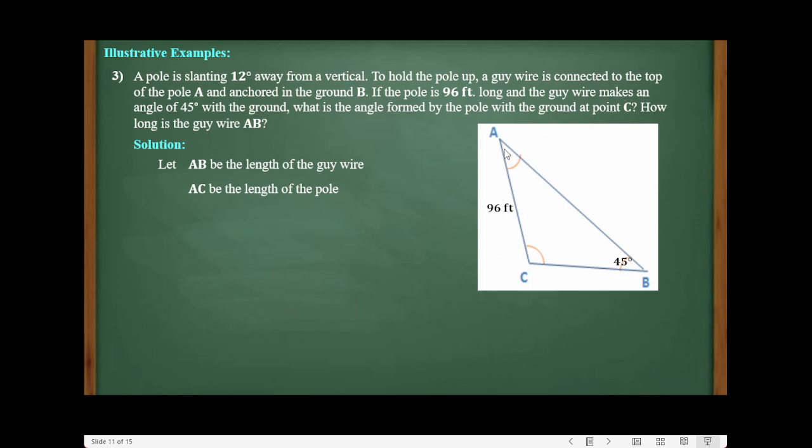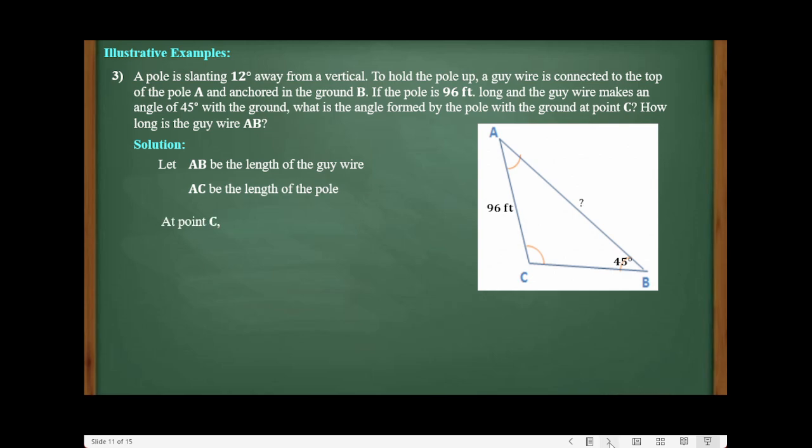And the guy wire, this one, makes an angle of 45 degrees with the ground. So this is the horizontal ground, although from the drawing, the line is actually not horizontal. But let us assume that this is drawn horizontally. So this is the guy wire, and this is the horizontal ground. Now, the problem is asking for the length of the guy wire. So this is the unknown part of this drawn oblique triangle.